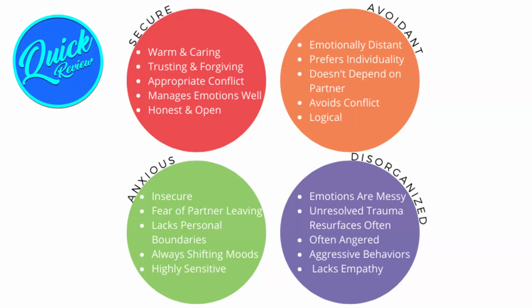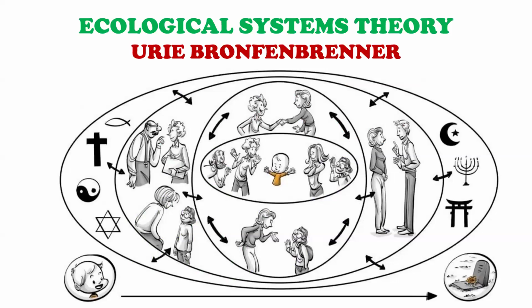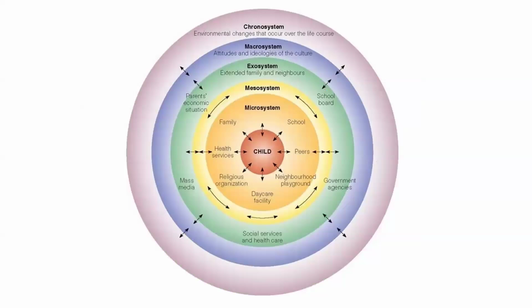They don't know how to put their emotions. Okay. Then next we have ecological system theory by Urie Bronfenbrenner, very interesting theory.